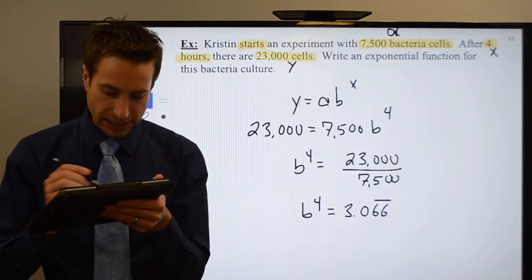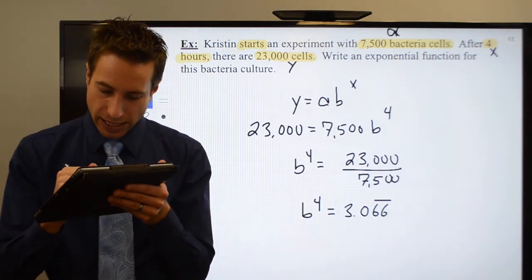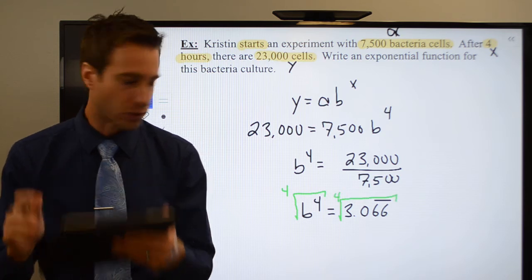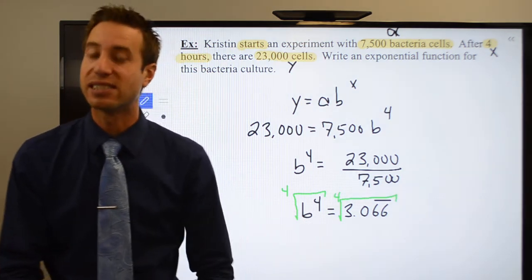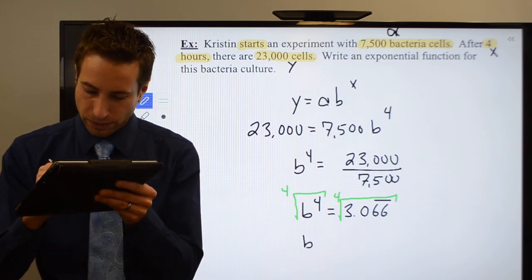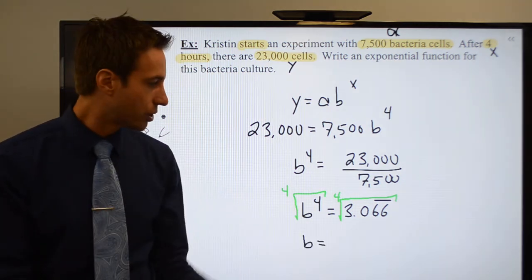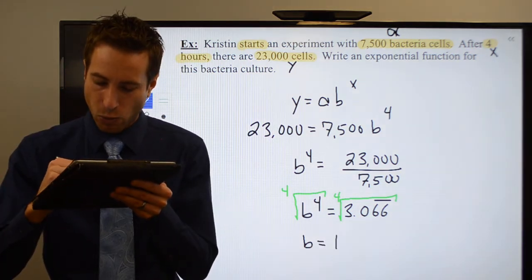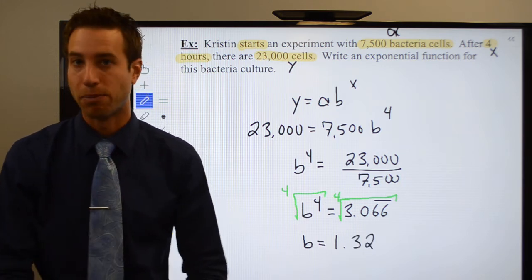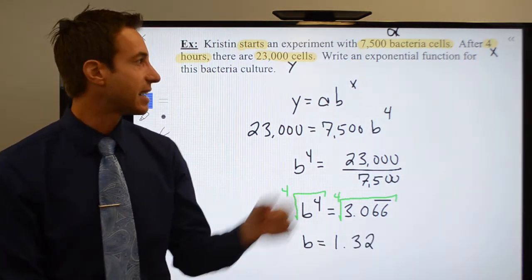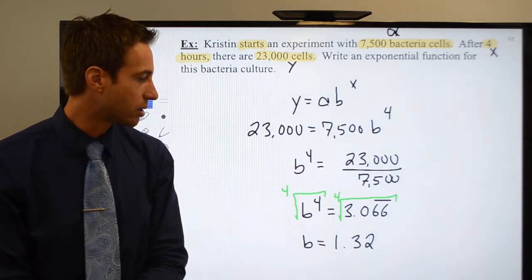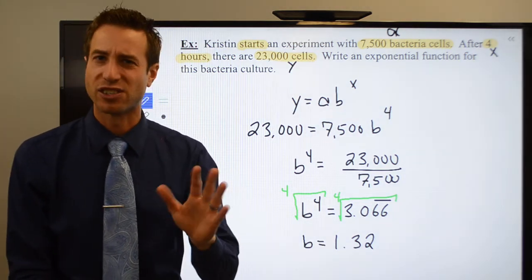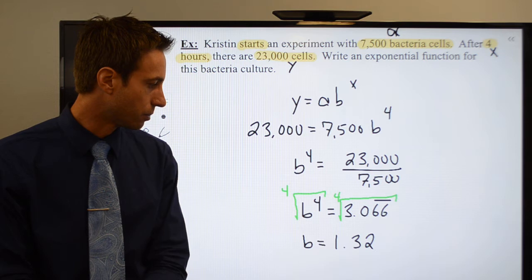In order to solve for b, I've got it's raised to the 4th power, and we actually saw this on the previous page of the notes here. In order to get rid of that 4th power, I just need to take a 4th root of both sides. As long as the index and the power are the same, they'll cancel each other out. And so I'm going to take the 4th root of 3.066 repeating, which comes out to be approximately 1.32. 1.32 is a decimal. If you're given decimals, I'll tell you where to round in the problem. I didn't in this case, but that's all right. We're doing it together. If I ever have you do this on a test or a quiz, I'll let you know what you need to round to.